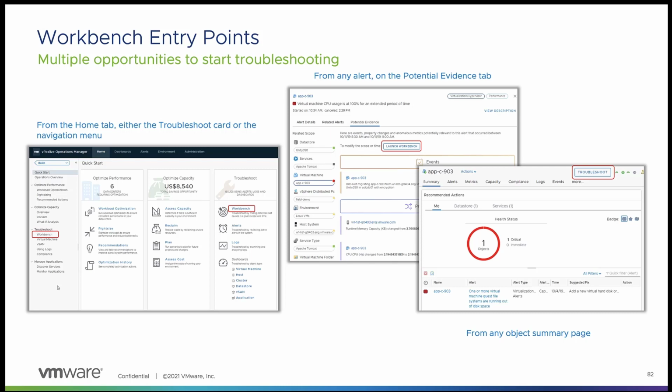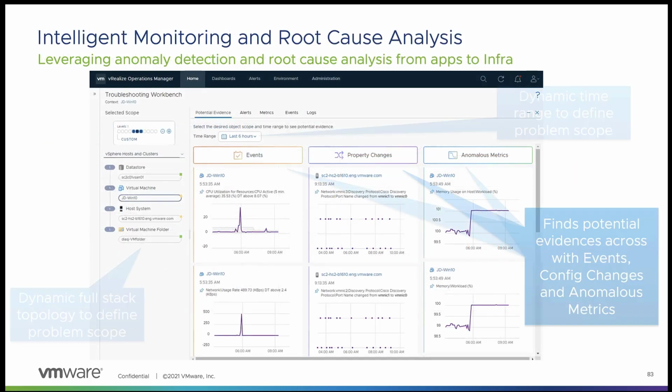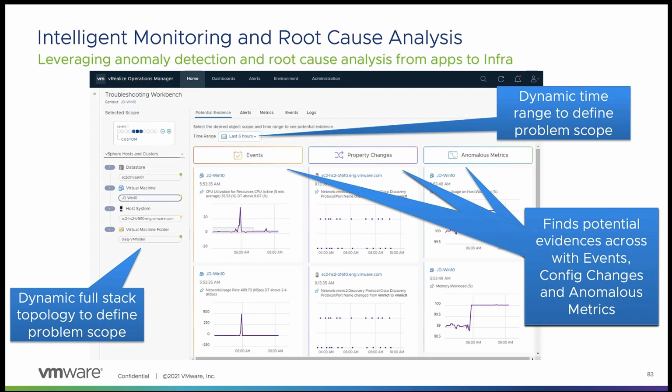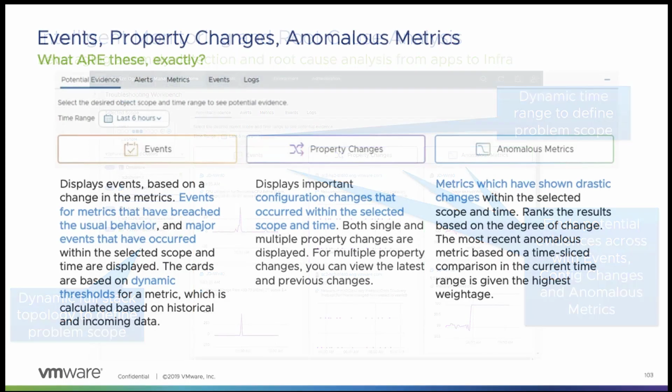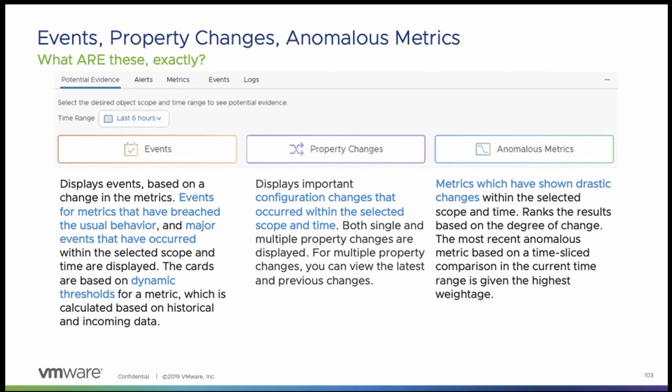We can click that to launch our Troubleshooting Workbench. So what we're doing is taking that specified time range. We can change our time range out. On the left side, we can change our scope out, so we can have a full stack topology to look through our problem scope. We can set a custom scope, and we'll get into that here in a few minutes. And then we're going to look at the potential evidence across our object with events, any configuration changes, or anomalous metrics. So let's take a look at what those are exactly here.